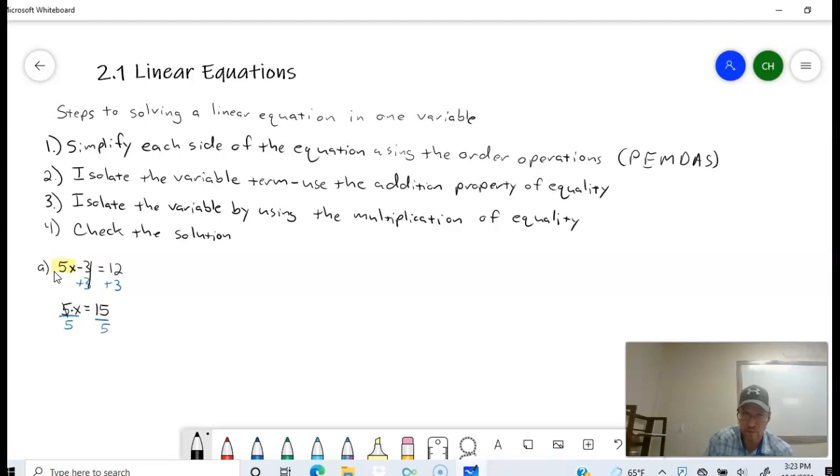And again, the 5's will cancel. 5 divided by 5 is just 1. So I get 1x on this side. 15 divided by 5 is 3. So my solution is 3, as long as it works.